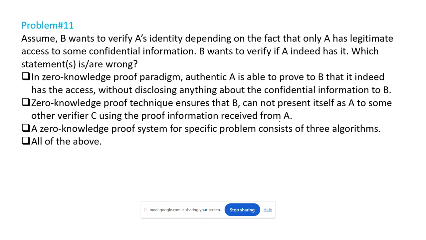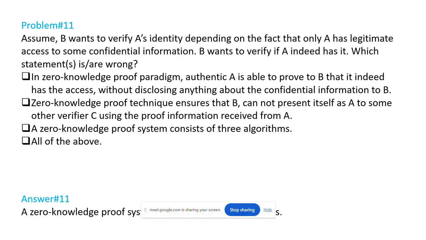So the first and second statements are true. A zero knowledge proof system for a specific problem consists of 3 algorithms. Okay, there is only the prover and the verifier, so the 2 algorithms are going on, it's not 3. So the first 2 statements are correct. The third statement is wrong.